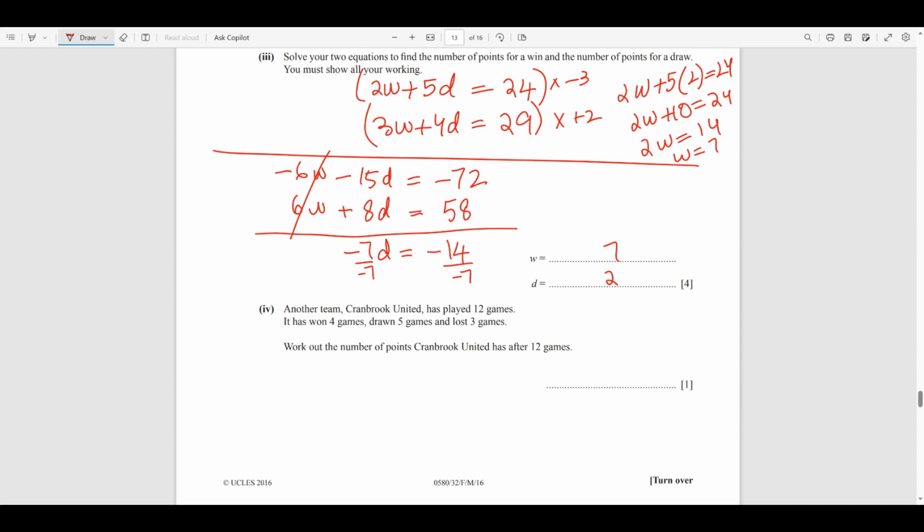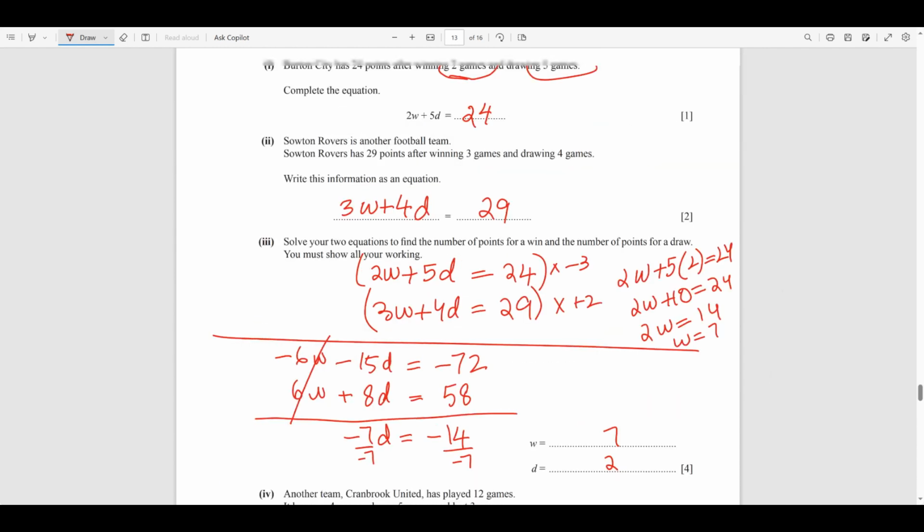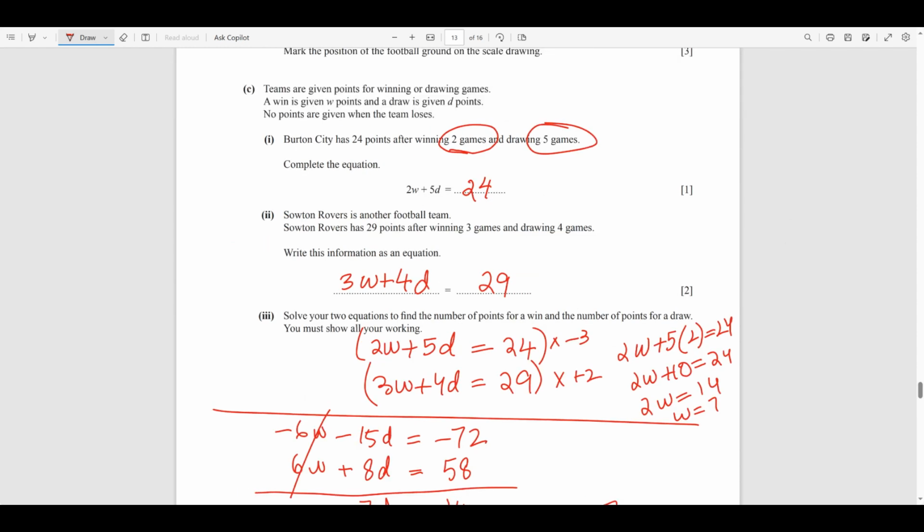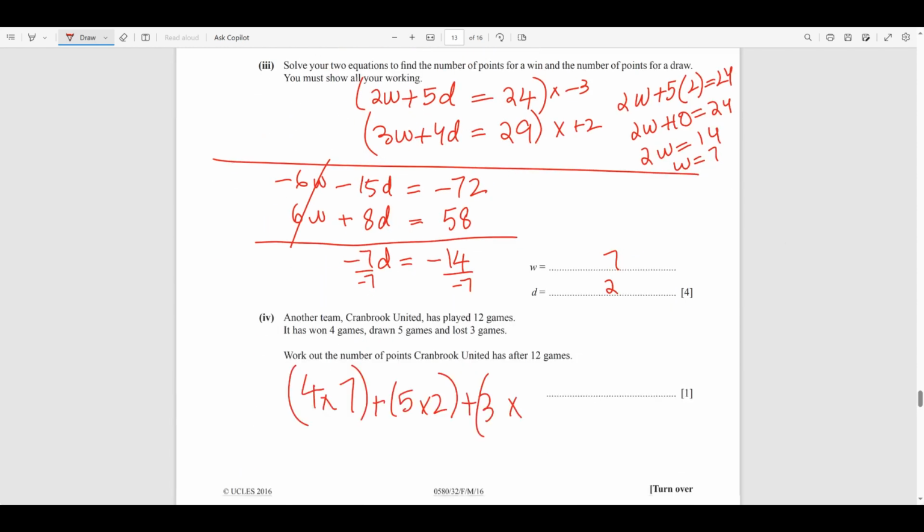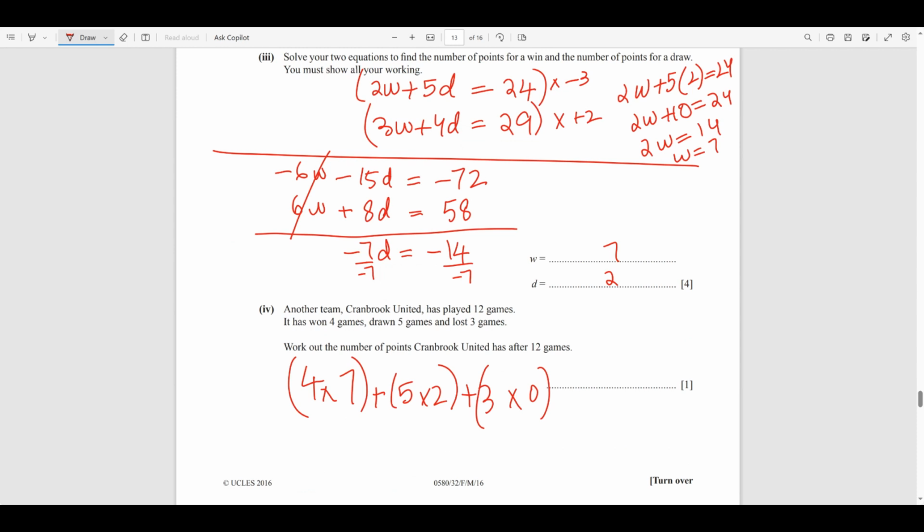So 4 games it has won. So 4 times 7, because it has 7 points for one win, and then drawn 5, so 5 times 2, and then lost 3. So remember, the question said that there are no points if you lose a game. So no points are given, right? So 0. So 4 sevens are 28 plus 10 more points, and then 0 points for losing. So it's 38 points. Yeah, okay.